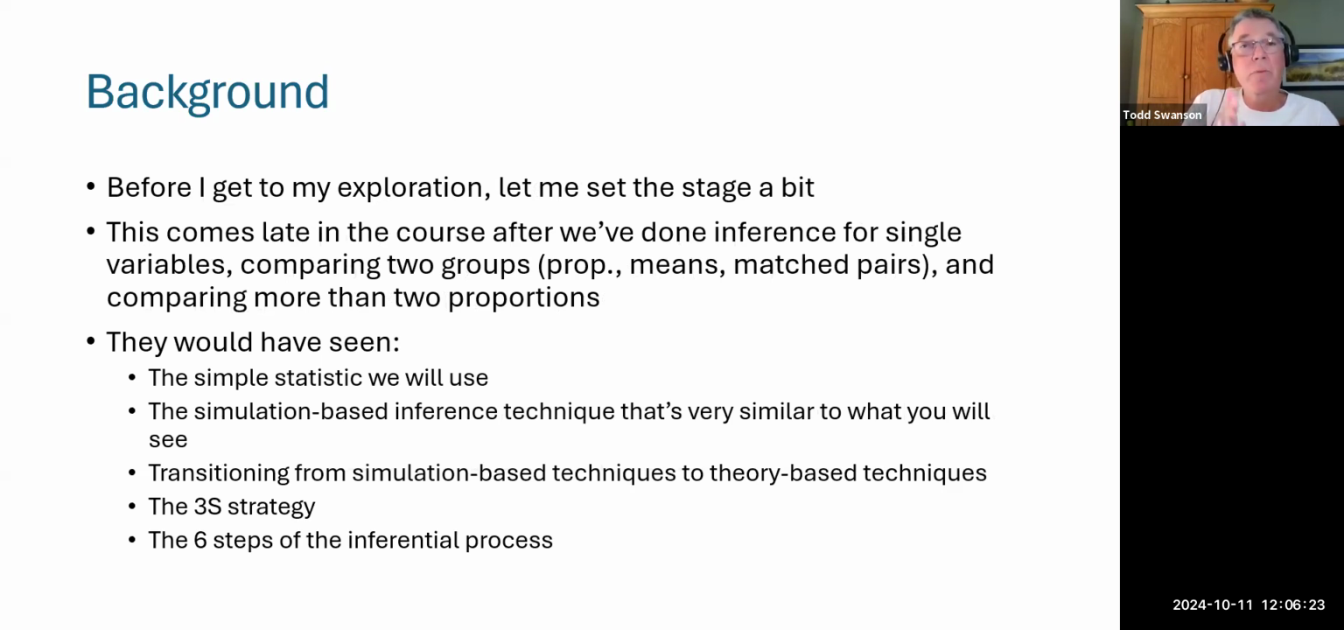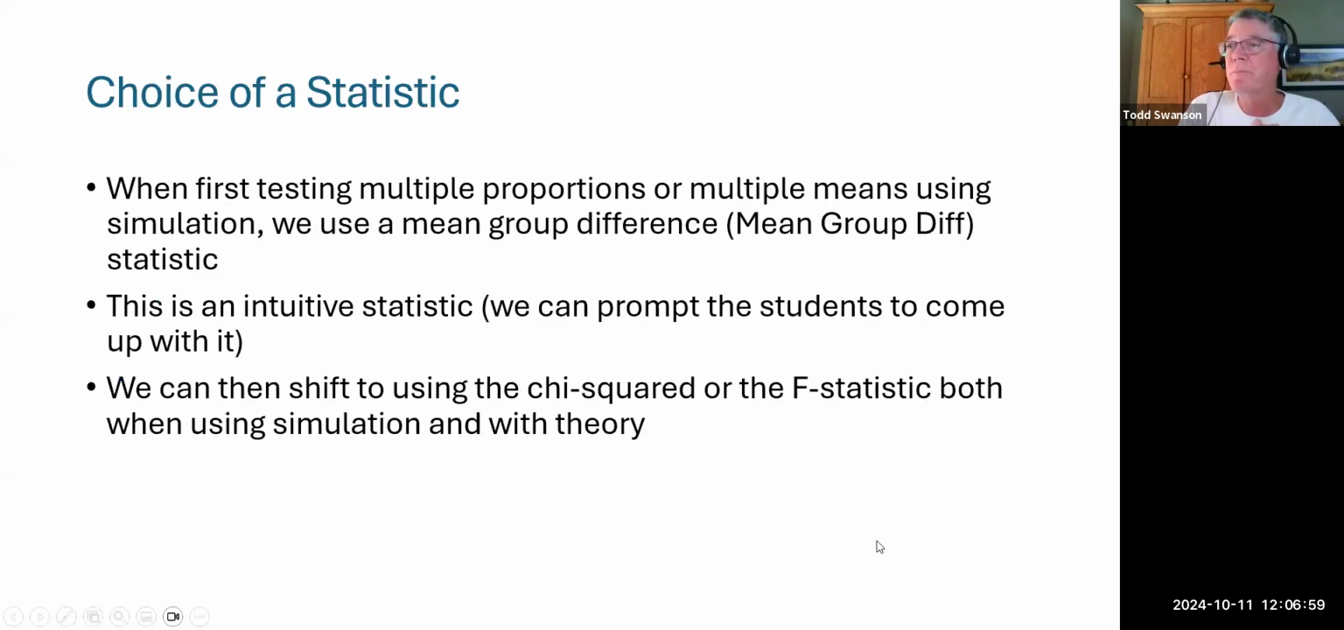And they've seen that transition that we're going from simulation to theory-based methods, again, over and over and over again, right from chapter 1. And then we've got this 3S strategy and the 6 steps. The 3S strategy is what we're going to use to talk about how we do the simulation, to do that simulation-based inference. They would have seen that, again, over and over again from chapter 1. And the 6 steps of the inferential process, we actually have a chapter before chapter 1 called preliminaries, where they start that. So again, they've seen that over and over again, but you'll see those things in my presentation.